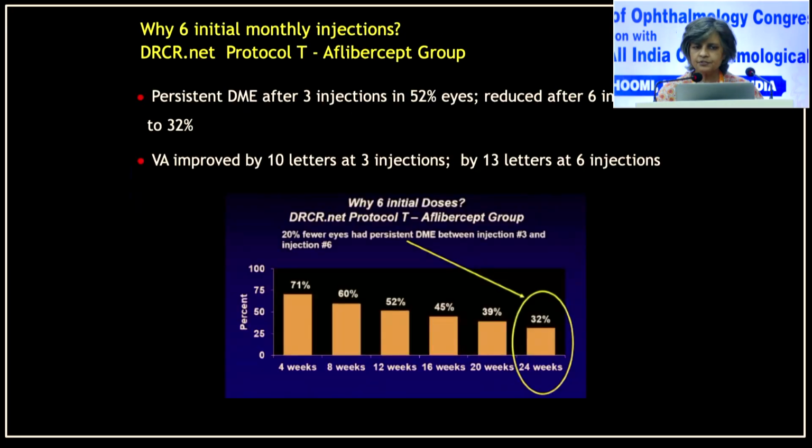Now, why do we give 6 injections instead of 3? When we stop at 3, we have 52% of eyes that have persistent edema, but going to 6 injections, it reduces to only 32% of the eyes that have persistent edema, with further 3-letter improvement in vision.